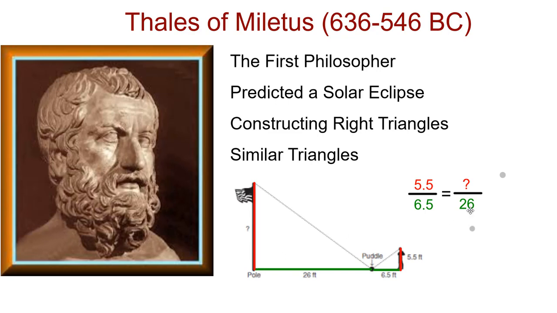We would solve that proportion by cross multiplying. So we do 5.5 times 26 divided by 6.5, which would give us an answer of, I believe it's 22. Yeah, 22. So the height of the flagpole would be 22. I think our units were feet in that case. So that is similar triangles, indirect measurement.